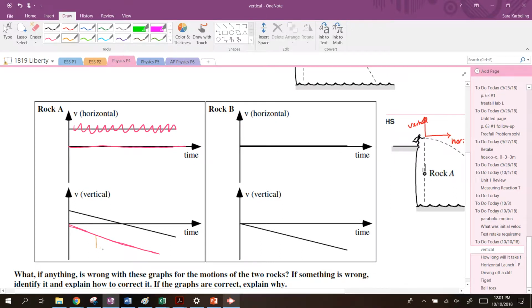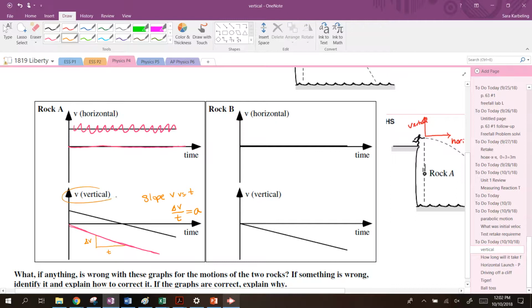Change in y over change in x. Change in velocity over time. The slope of a velocity versus time graph is change in velocity over time. What is that? That is the acceleration. That is the acceleration. Okay?